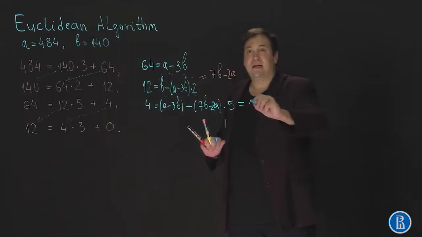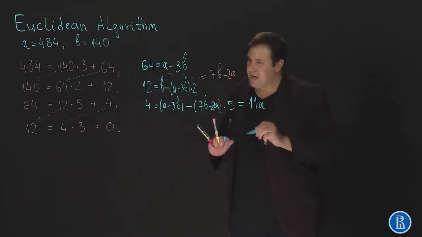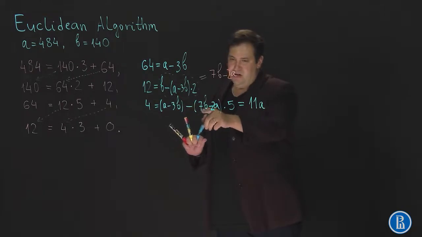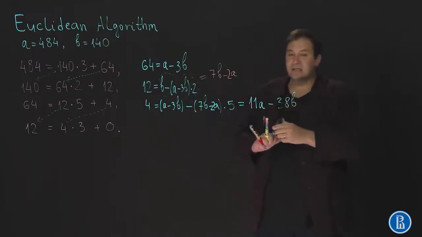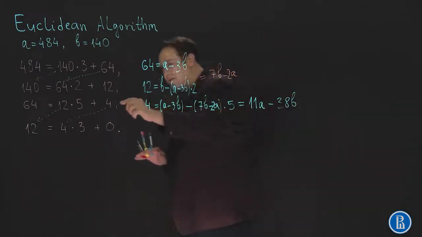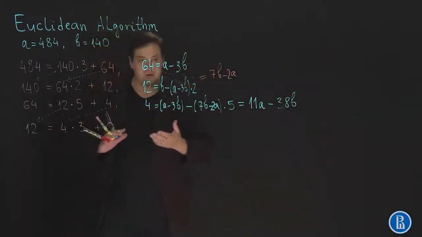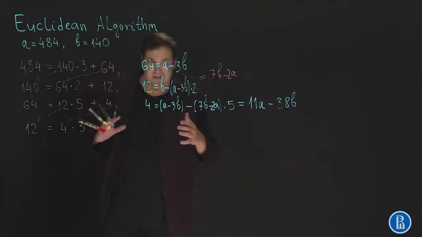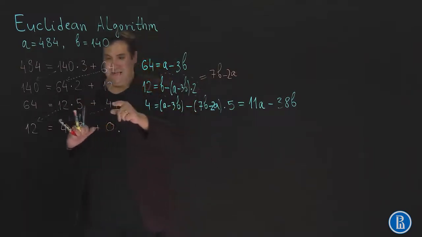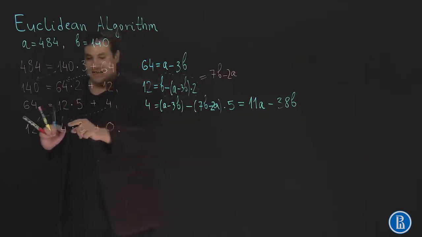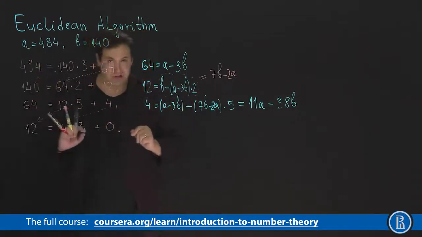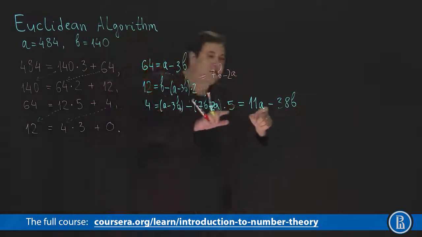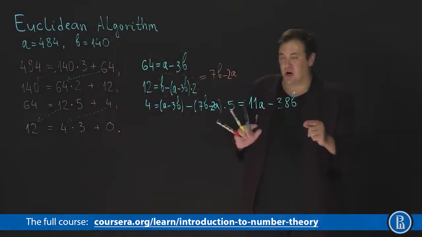Finally, we gain 11a minus 3b over here and 35b over here, so minus 38b. And this is the linear representation of the last non-zero remainder. And as you will soon learn, this last non-zero remainder is the greatest common divisor of two original numbers, and this is the linear representation of the greatest common divisor.